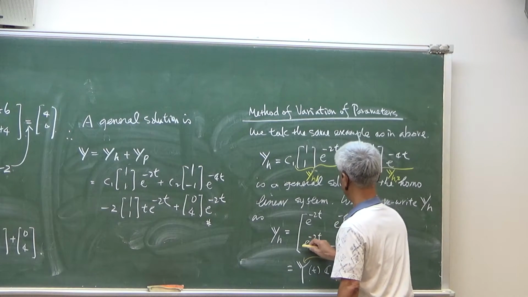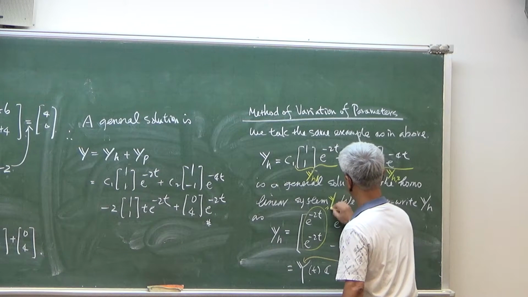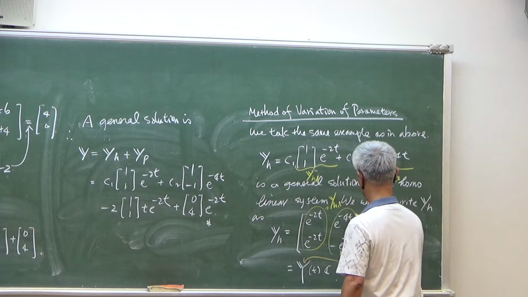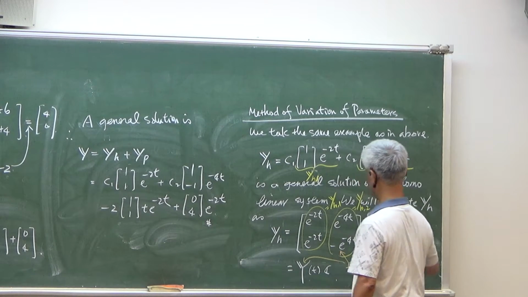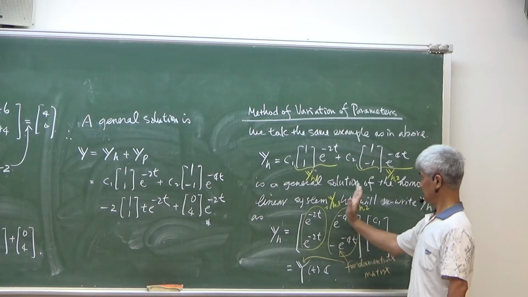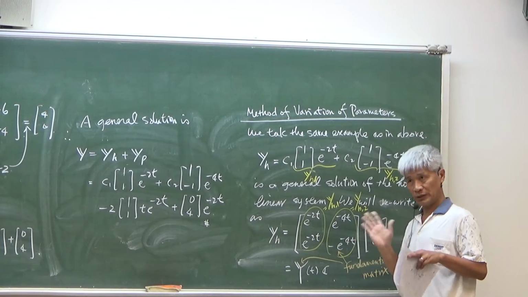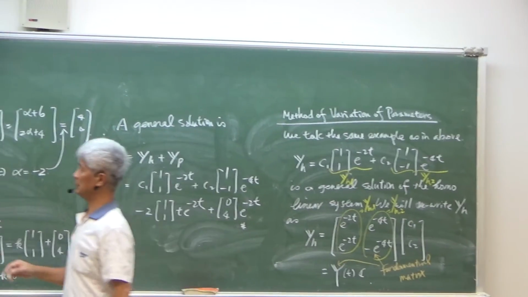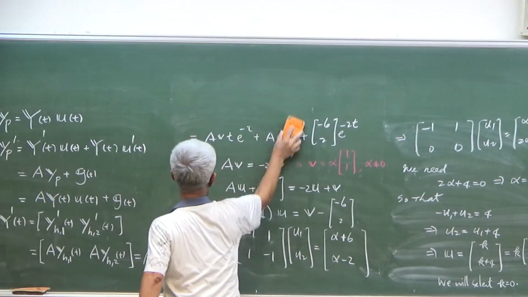So basically, this is equal to our YH1. This is equal to our YH2. So we will just put YH1 and YH2 to form a matrix. Okay. So just put that down like this one.